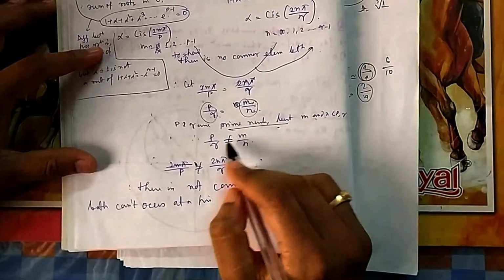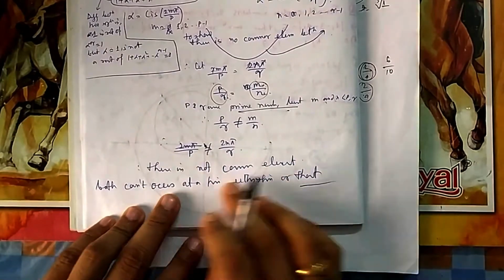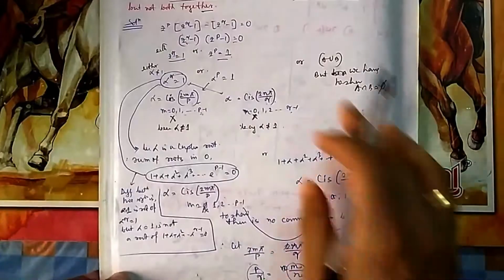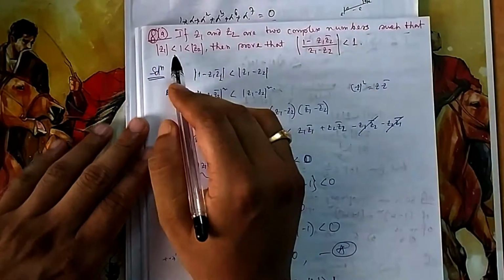Okay, so this is not possible. So therefore these two cannot be possible. So there is no common element. Because there is no common element, it should be either this or this. Both cannot occur simultaneously.